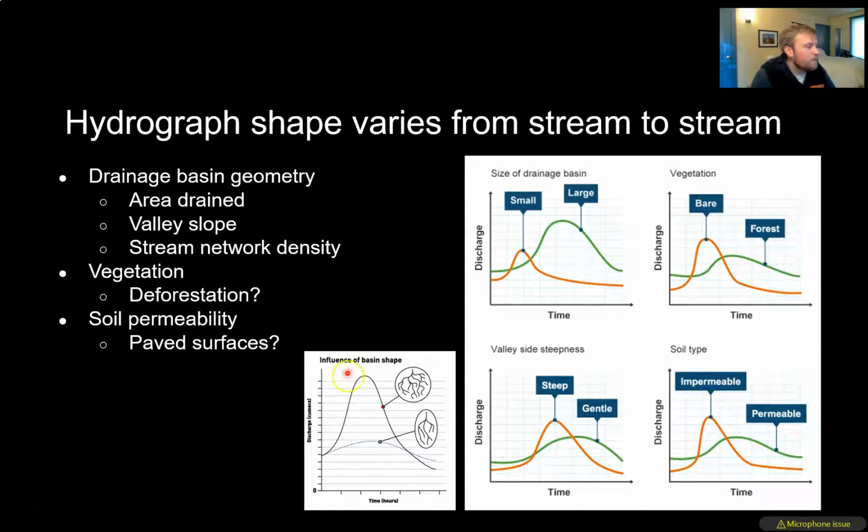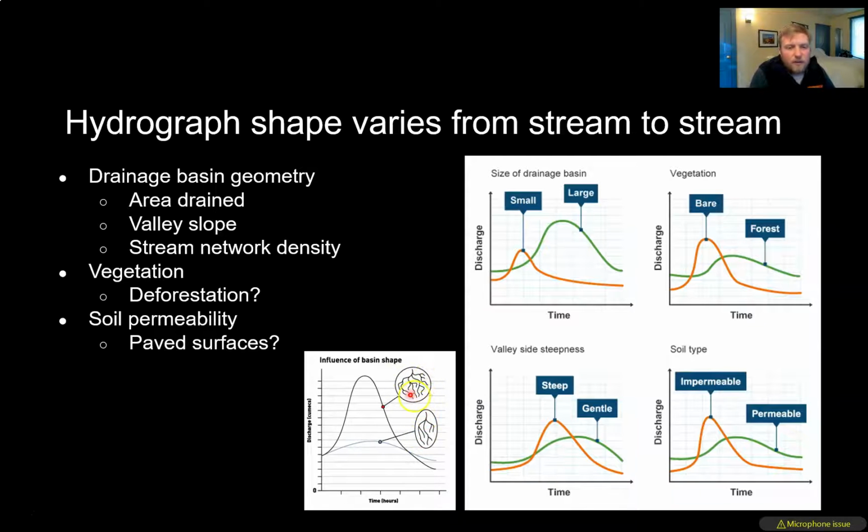And then finally, the basin drainage network density. So if you have a bunch of little streams, right, so that the main stream that you're at down here is really well connected to all of the streams up above it, all that water is going to be able to get to you much more quickly than if you had very few streams.